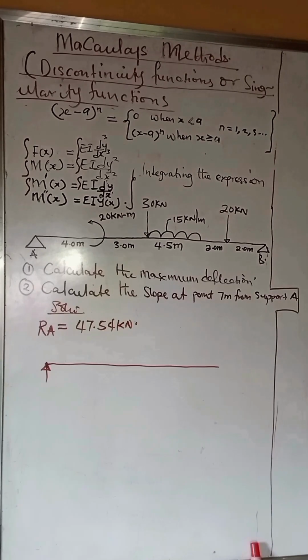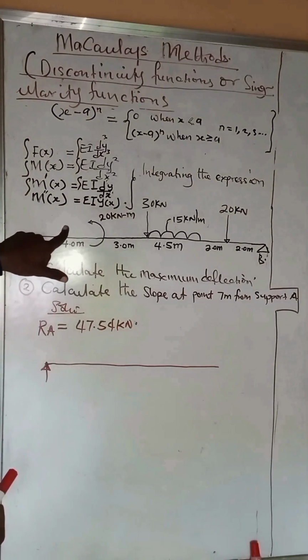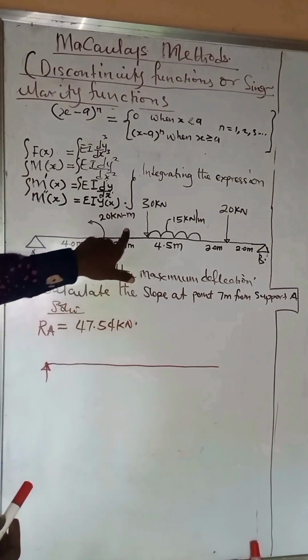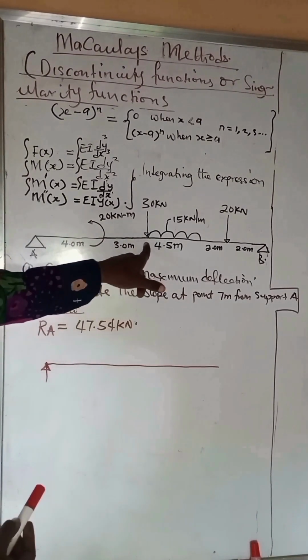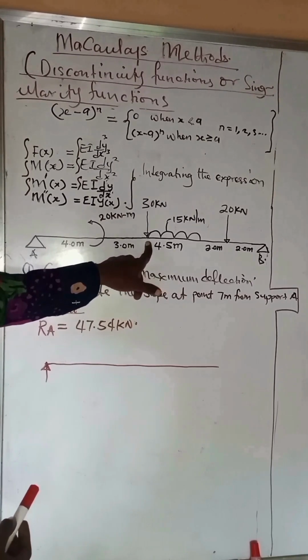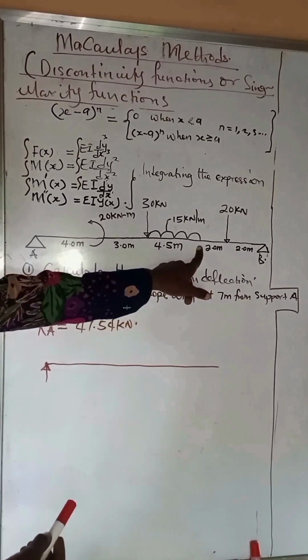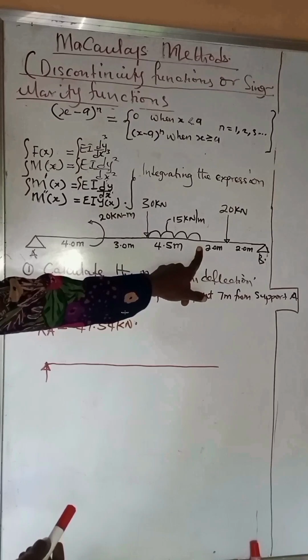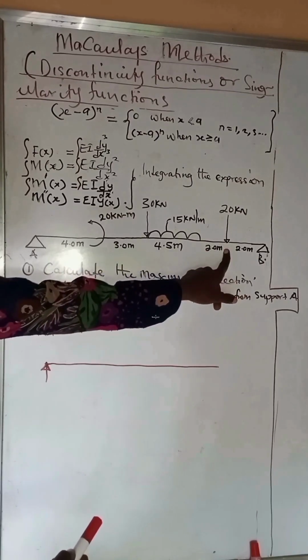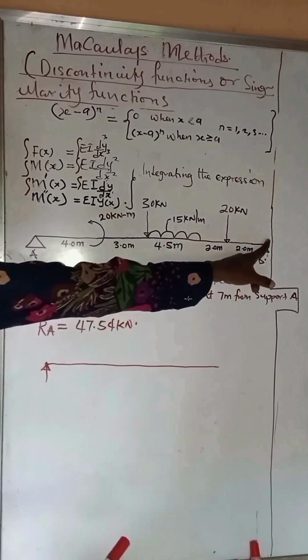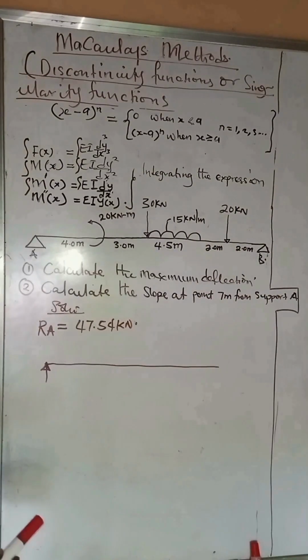Now let's look at the various load zones. For those of us who are just coming, we have load zone 1, load zone 2. From 0 to 4 meter is a load zone. From 4 meter to 7 meter, which is here, is a load zone. From 7 meter to 11.5 meter is a load zone. From 11.5 meter to 13.5 meter is a load zone. From 13.5 meter to 15.5 meter is a load zone. So we have various load zones.